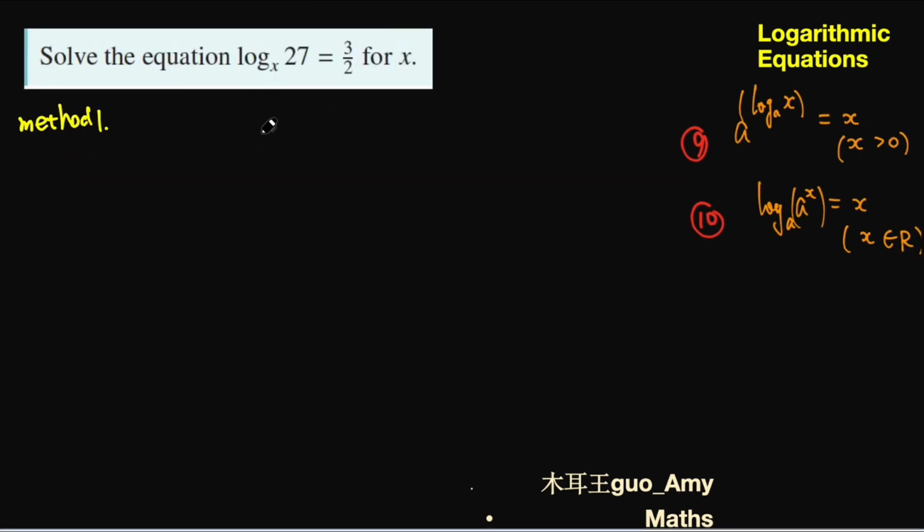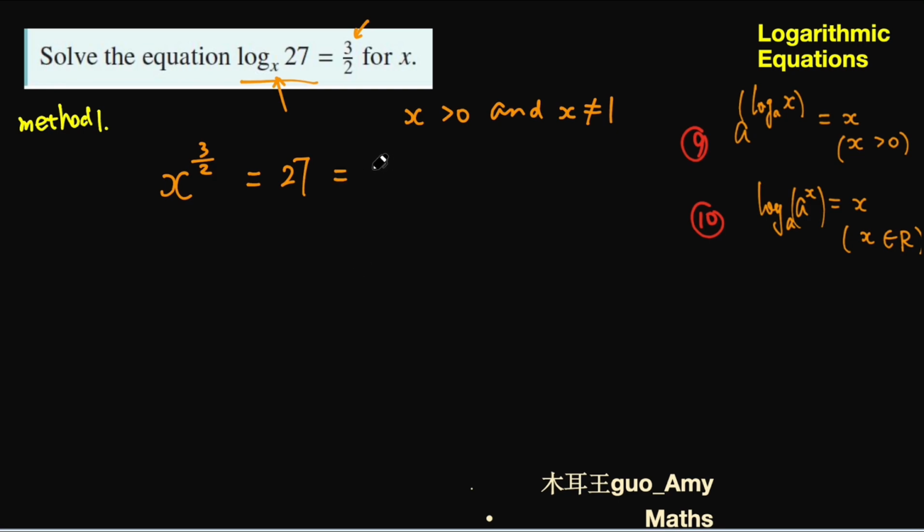Now we're going to look at this example. Here we have log 27 to the base x is equal to 3 over 2. Here x is the base, therefore x should be positive and not equal to 1. For the first idea, we can just convert the logarithmic form to the exponential form. The base will still be the base, and 3/2 refers to the exponent in the exponential form, and then the result will be 27.